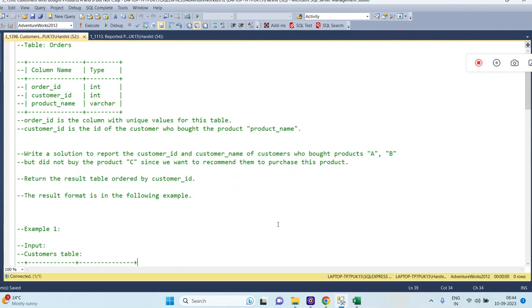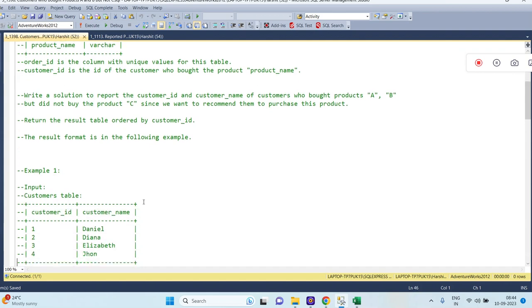Now, this is a very interesting question. Write a solution to report the customer ID and customer name of the customer who bought product A as well as product B, but did not buy product C, since we want to recommend them to purchase this product. Return the result table ordered by customer ID.